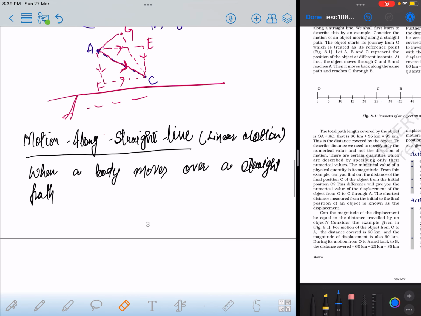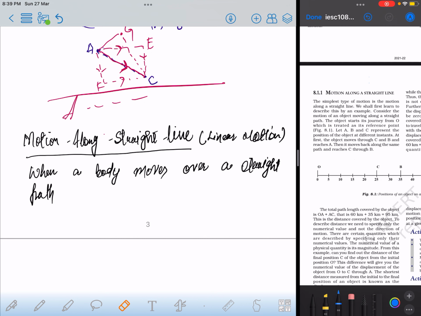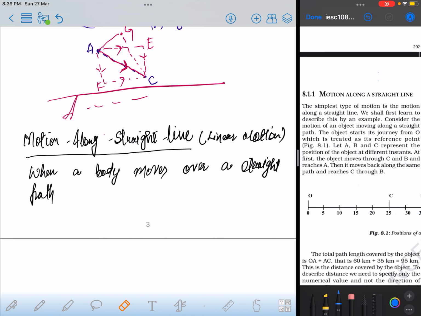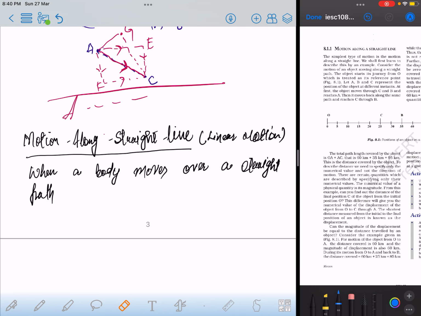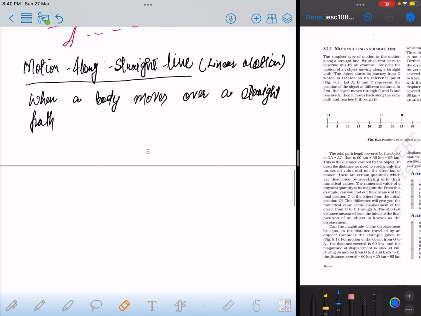Now we are going to define the motion along a straight line. We will define this topic in a few minutes without boring you more. I hope you will enjoy this and understand this thing.